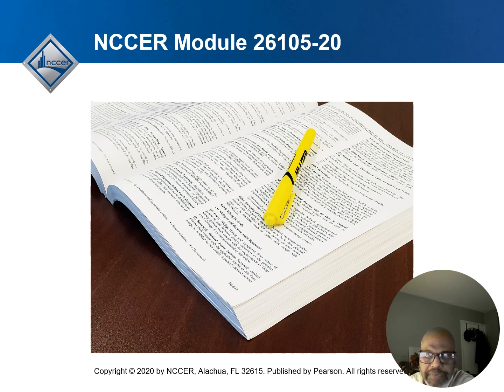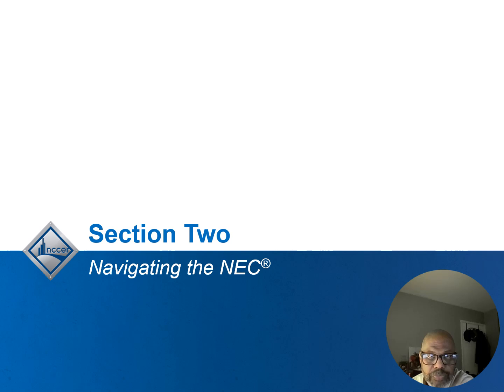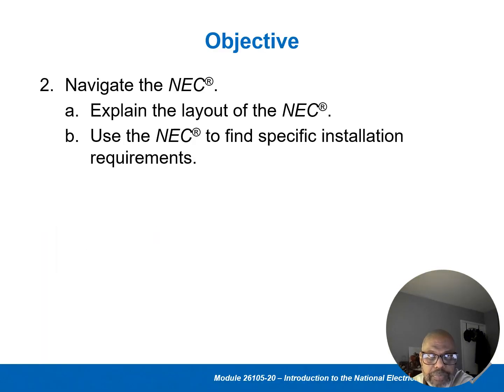It's Module 5. This is the second part, and we'll be going a little bit further into the National Electrical Code book. And we're going to be looking at how to navigate through the code book. So we're going to explain the layout of the NEC. We're going to use the NEC to find specific installation requirements.